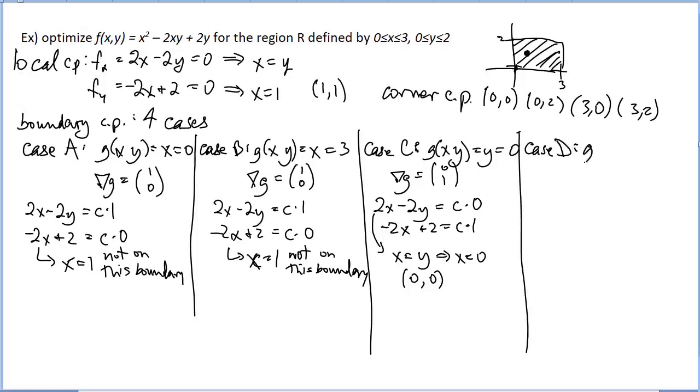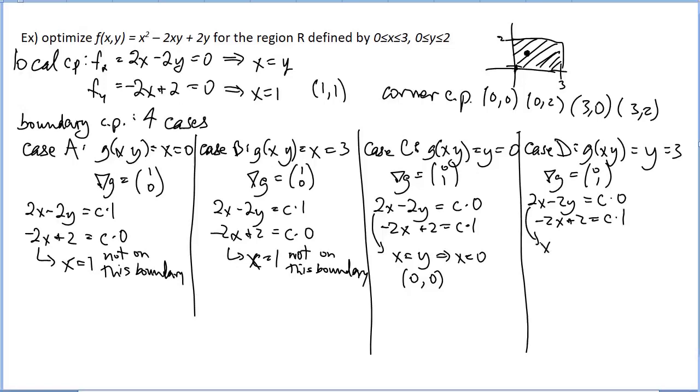Finally, case D, y equals 3. We'll get a similar calculation. Grad g equals 0, 1. So 2x minus 2y equals c times 0. Negative 2x plus 2 equals c times 1. First equation gives us x equals y. Therefore, now in this case, y was, on this piece of the boundary, y was 3. So this gives us that x equals 3.